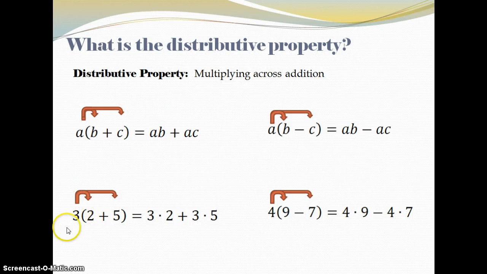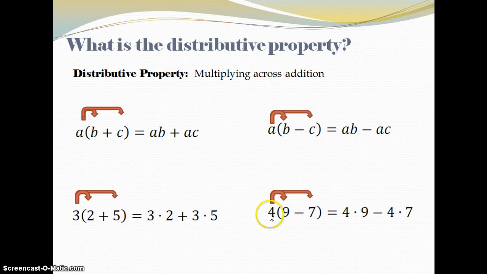So looking at your outside number here, you're going to take the 3, multiply to the first term, 3 times 2. Make sure you carry over your addition sign, take the outside number, multiply to the second term, 3 times 5. We'll go into detail about how to simplify that in a couple slides, but for now I just want to make sure we understand how to distribute, the process.